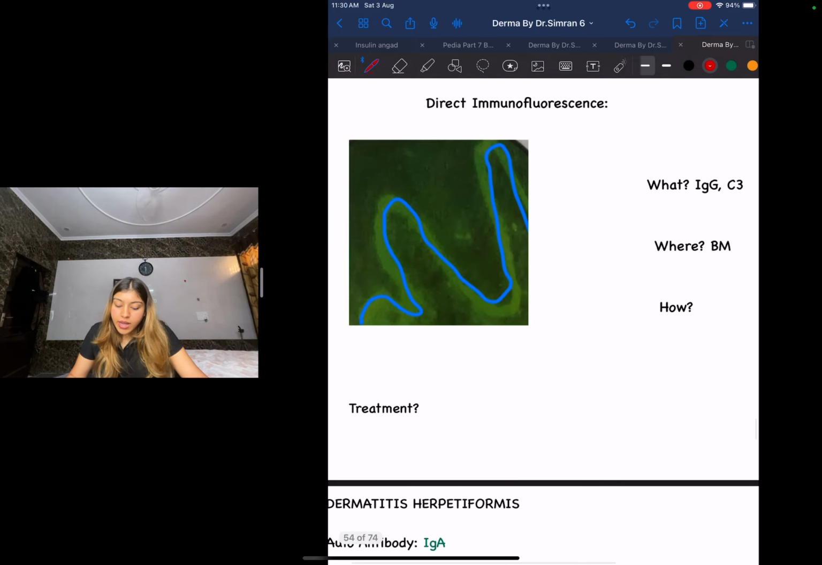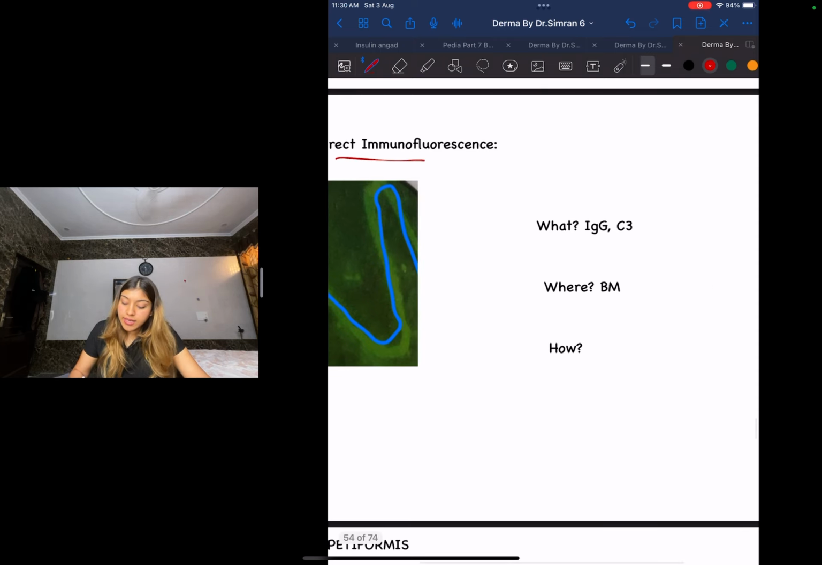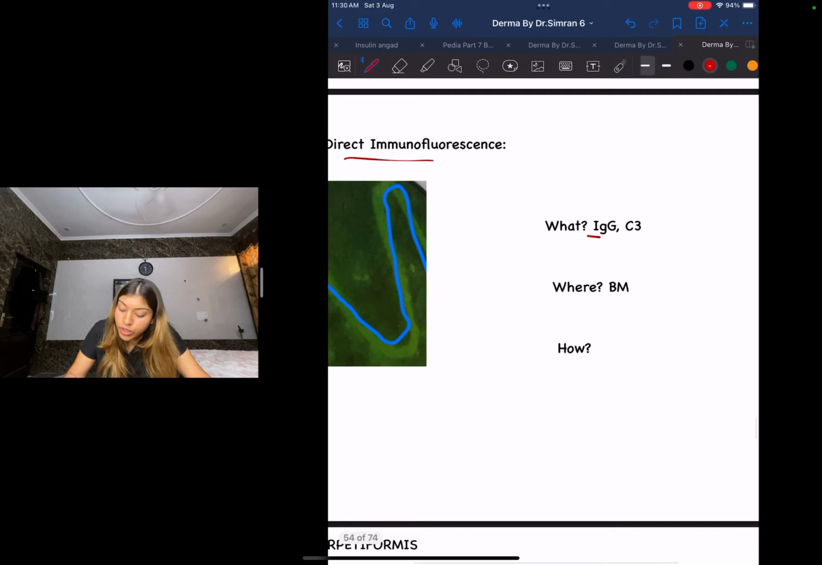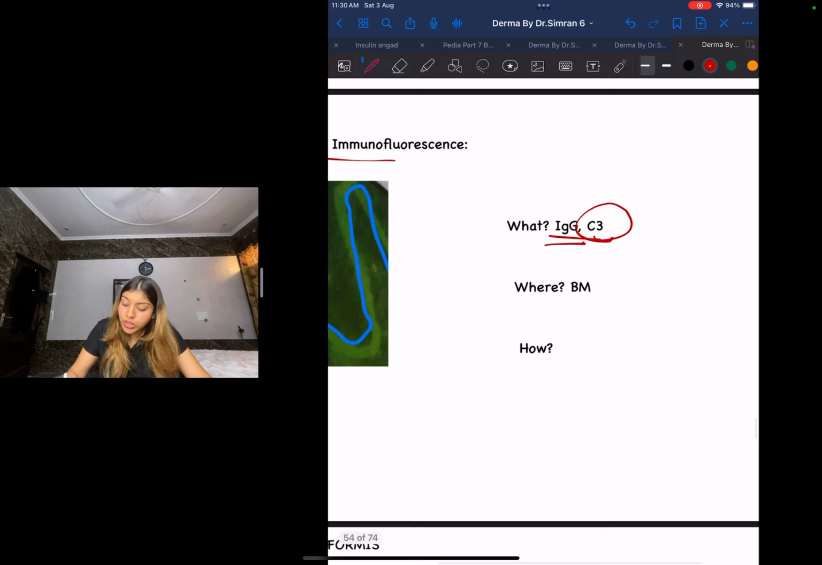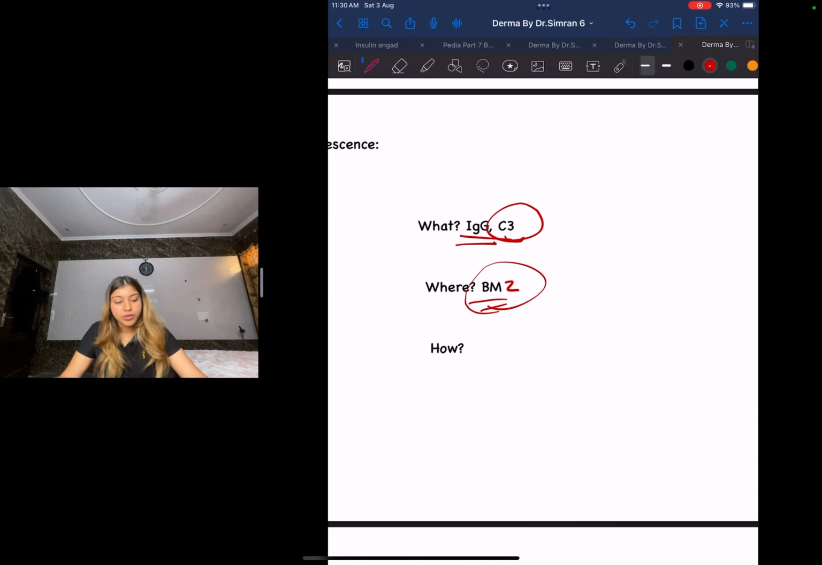Now guys, let us look at the direct immunofluorescence. In direct immunofluorescence for bullous pemphigoid, what will I get to see? What are the deposits? The deposits are going to be IgG and C3. Where is it going to take place? It's going to take place at the basement membrane zone. Since guys, what was the target protein? Hemidesmosomes. Where were they present? They were present at your basement membrane zone, right?